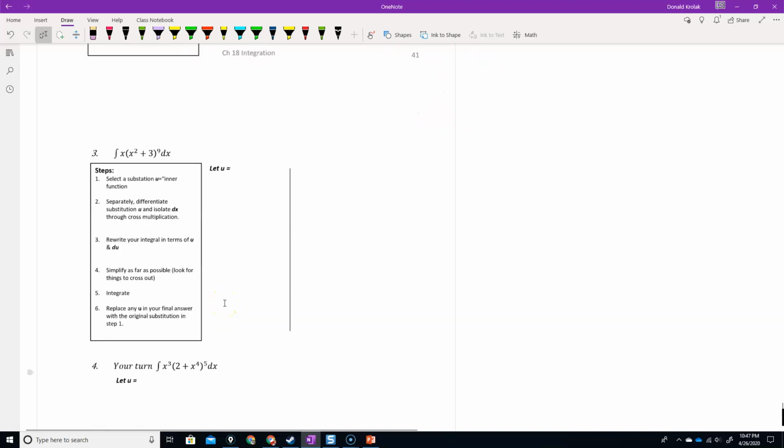All right, so let's take a look at number 3 here. We've got another situation where we have one function, an inner function, being raised to a power. So we're going to let that equal our u. All right, so we'll let our u equal this function. Then we take the derivative of that, which equals 2x.